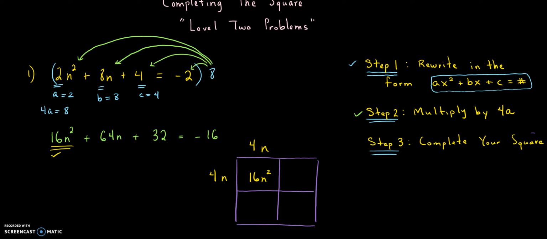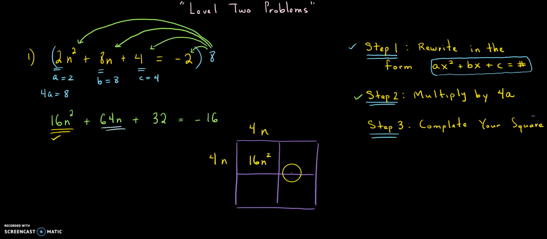The next thing I do is look at my 64n. What I'm going to do is cut the 64n in half, or divide it by 2. 64 divided by 2 is 32.